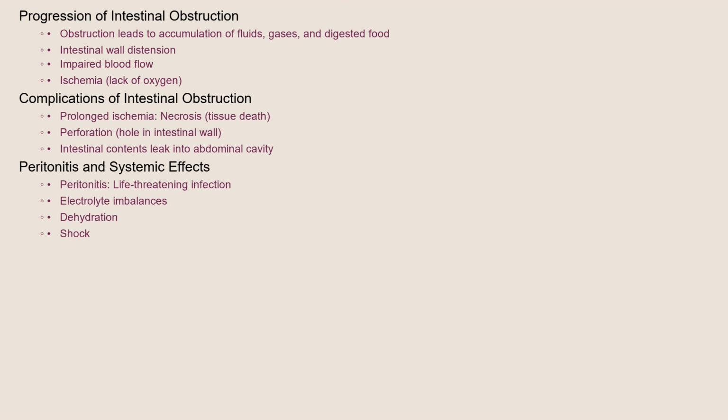When the intestine is blocked, fluids, gases, and digested food accumulate above the obstruction. This leads to distension of the intestinal wall. As the pressure builds, it can impair blood flow to the affected area, leading to ischemia, or lack of oxygen. Prolonged ischemia can then lead to necrosis, or tissue death, and ultimately perforation, which is a hole in the intestinal wall. Perforation allows intestinal contents to leak into the abdominal cavity, causing peritonitis, a life-threatening infection. Furthermore, the buildup of pressure and fluids can lead to electrolyte imbalances, dehydration, and shock.